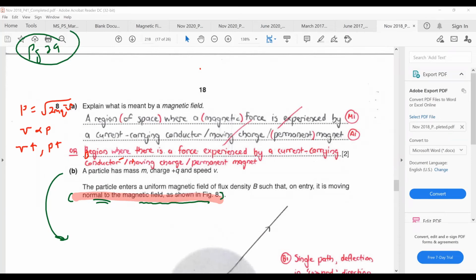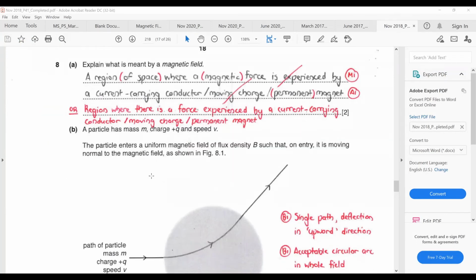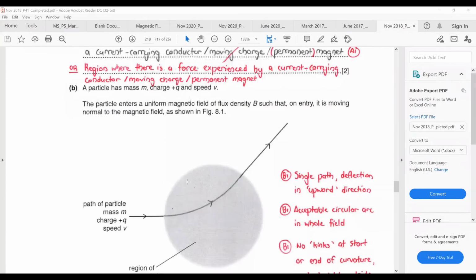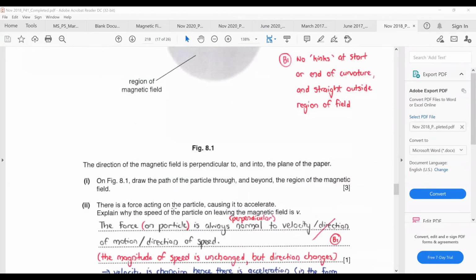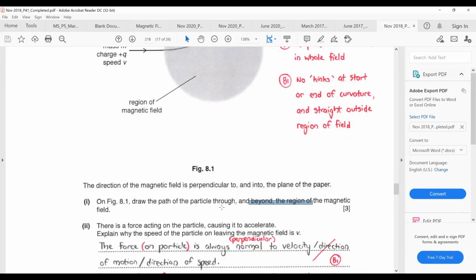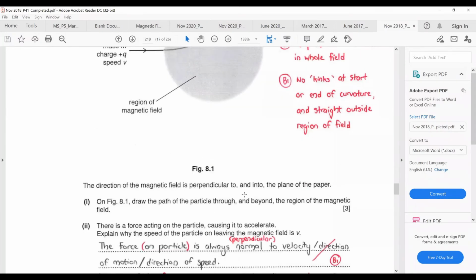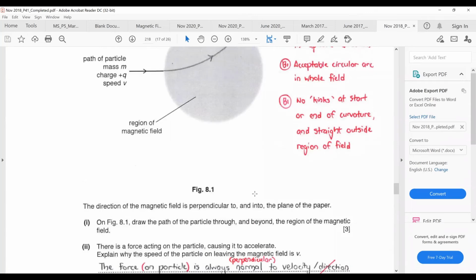Now for part B, you have a particle of mass m, charge positive q and speed v. The particle enters a uniform magnetic field of flux density B such that on entry it is moving normal to the magnetic field. The direction of the magnetic field is perpendicular to and into the plane of the paper. On figure 8.1, draw the path of the particle through and beyond the magnetic field. They don't just want the path of the particle inside the magnetic field, but also the path beyond the magnetic field.